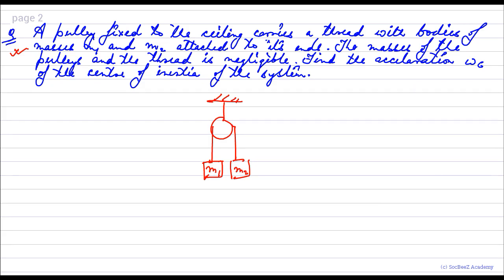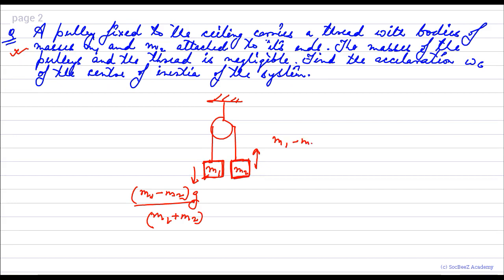Fine, so the acceleration of the masses m1 and m2 is simply going to be equal to m1 minus m2 into g upon m1 plus m2. This is pretty clear, I hope, because this is pretty simple evaluation. Okay, so the mass m2 is going to move upward with an acceleration of m1 minus m2 upon m1 plus m2 into g. Okay, I now need to find out the acceleration of the center of inertia of the system.